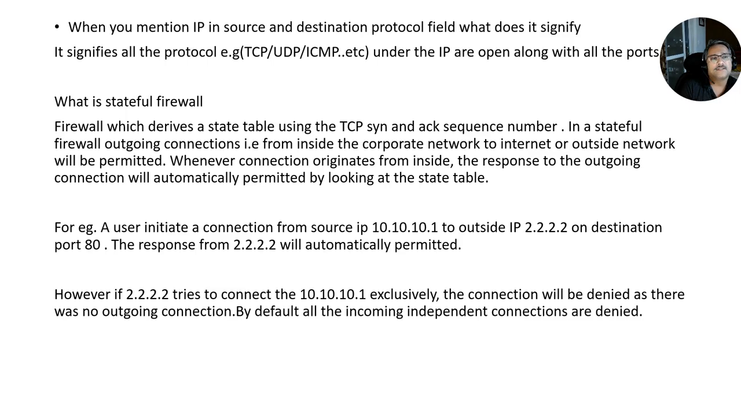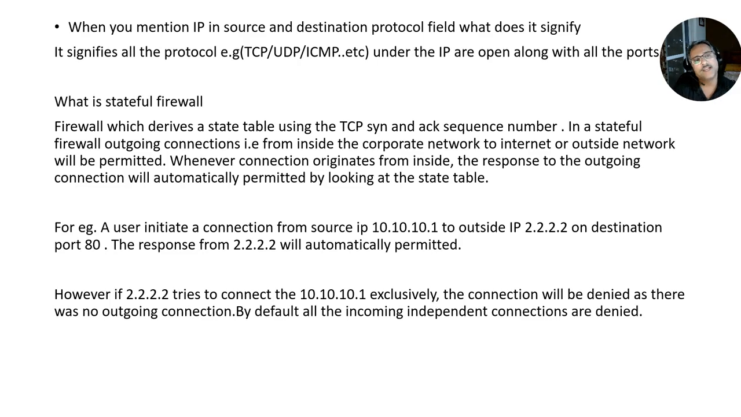Okay, so in a stateful firewall, you will only find the rules going from inside to outside. There will be no rule for outside to inside. Basically, if any person from outside tries to send data directly, that connection will be rejected. Only those incoming connections will be allowed for which there is an outgoing connection, and that outgoing connection is tracked by the firewall using the state table.